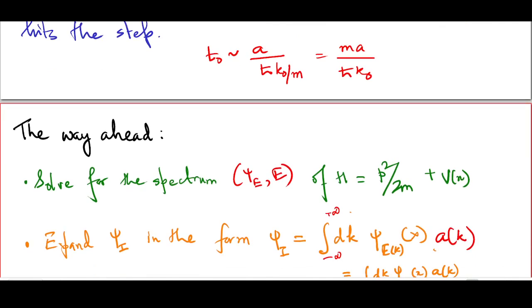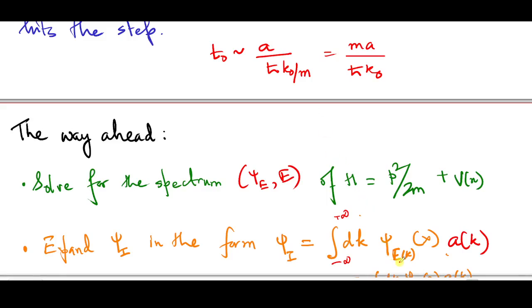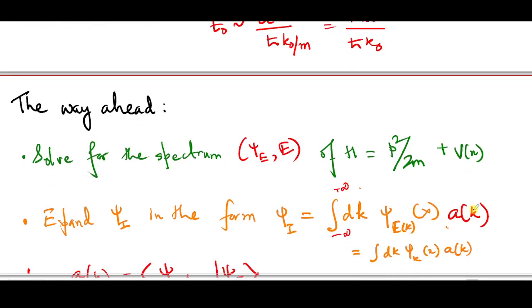of the psi e's. In our present problem, the label k is a continuous variable, so instead of a summation, we have an integration over all possible values of k here, with coefficients which are of course k dependent. So we write psi I, rather than using e as a label, we use k as a label, so we write psi I as integral from minus infinity to plus infinity over k of psi k of x a k.